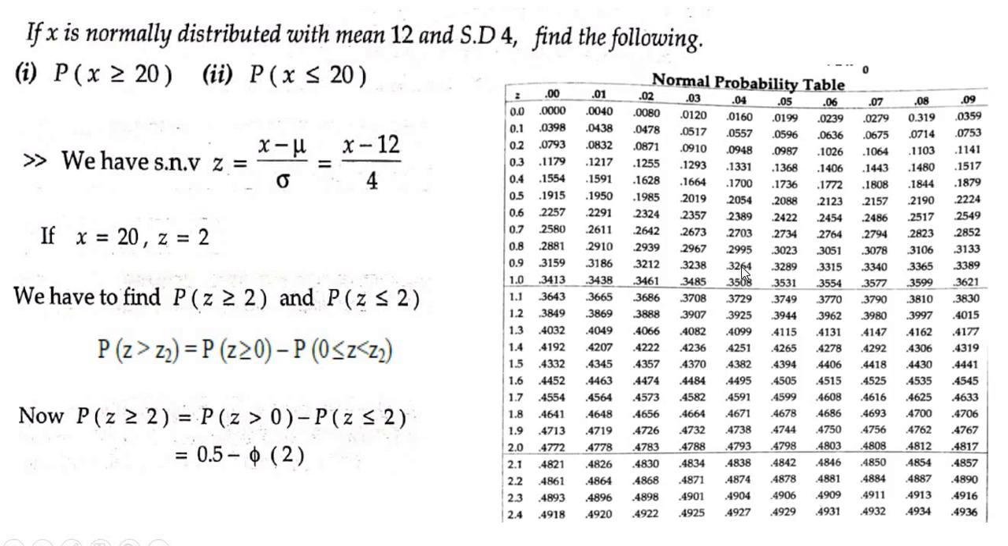Now use a normal distribution table and find what is the value of phi of 2. Directly you have to find the value at 2.0. So the value of phi of 2 is 0.4772. So subtract 0.4772 from 0.5, and you get 0.0228.